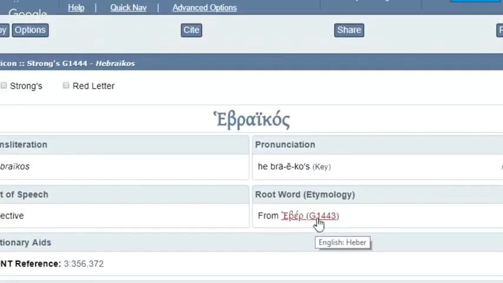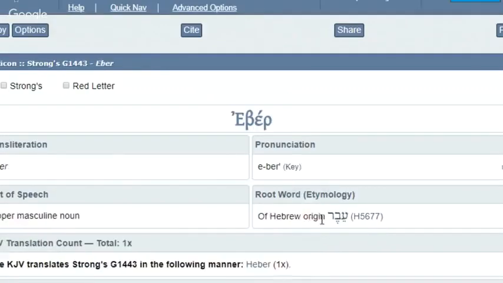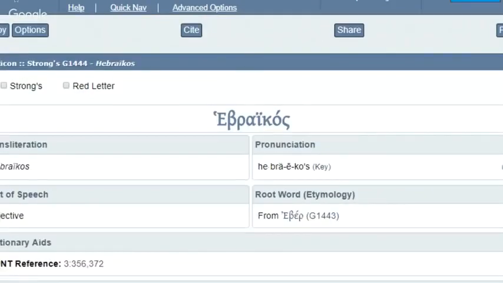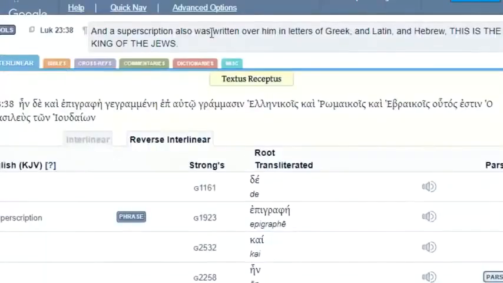Well, actually, this is the English. I'm sorry, this is the Hebrew 14443. But I know if you keep tracing it back, see, of Hebrew origin, Ibar, and that's the language that was kept. That's why those letters were written up there, because you had Israelites that were actually speaking the Hebrew language. They were speaking Greek, they were speaking Latin, and they were speaking Hebrew.